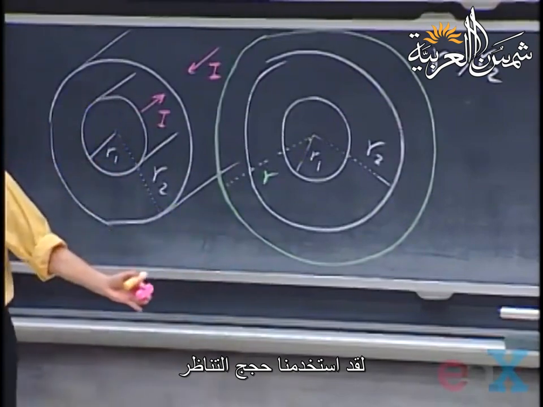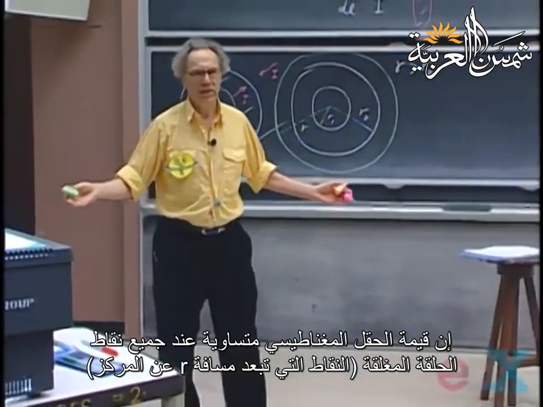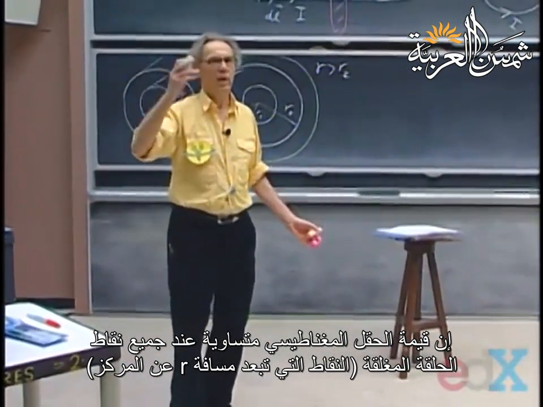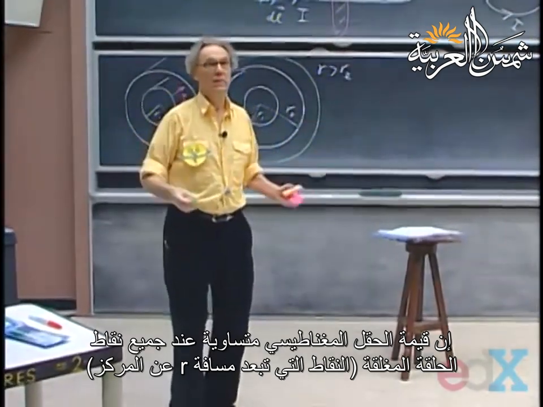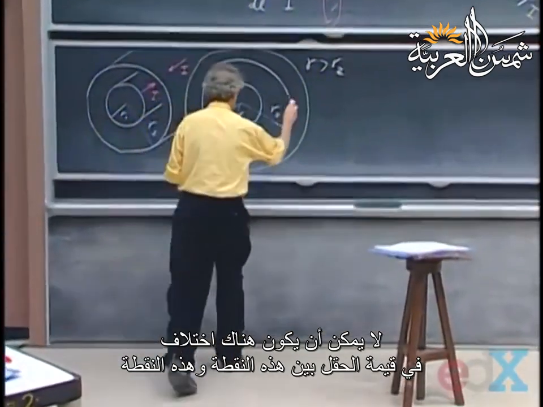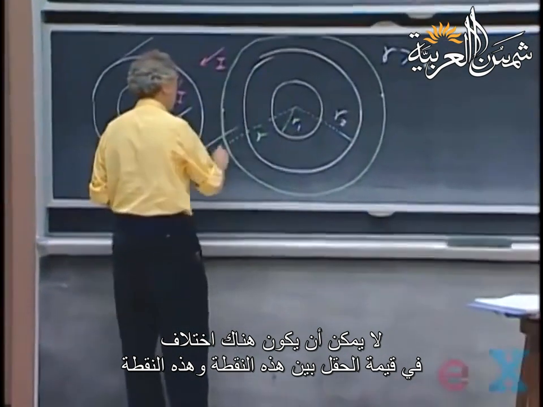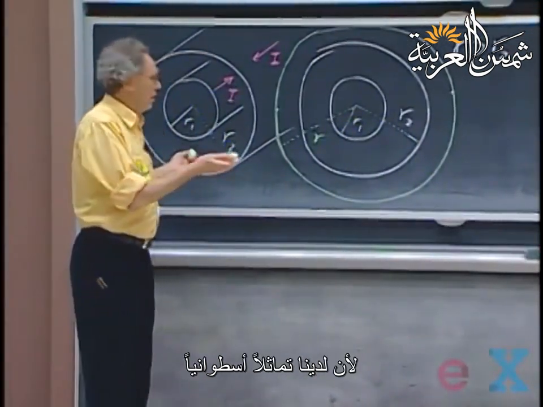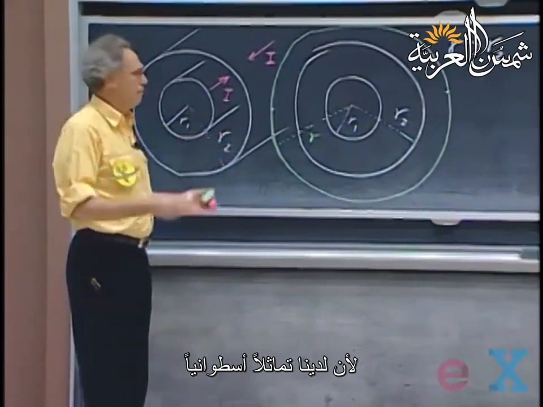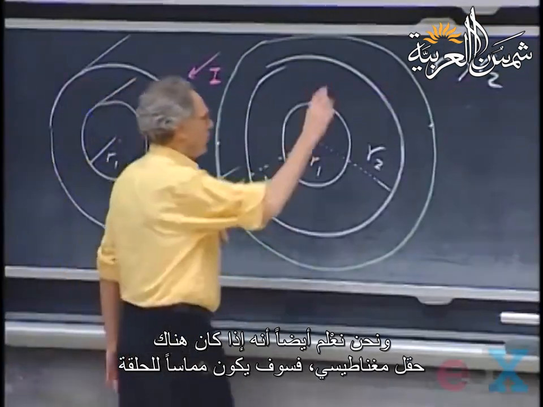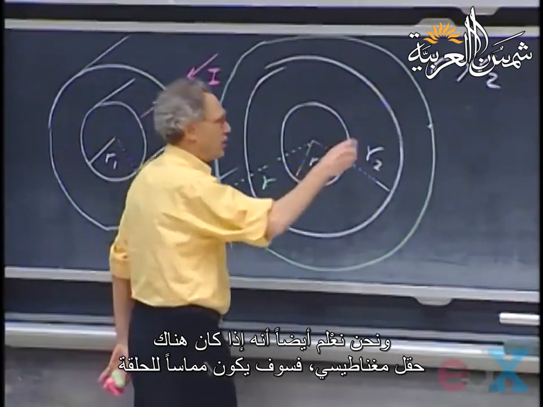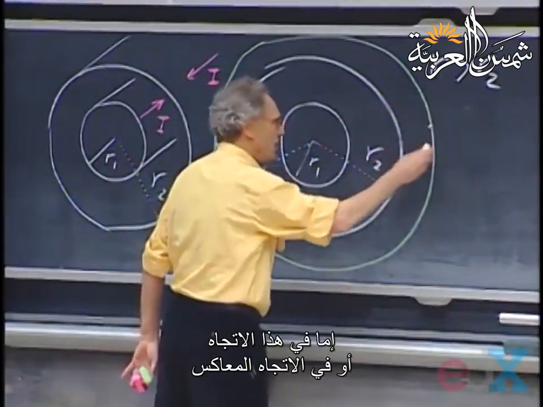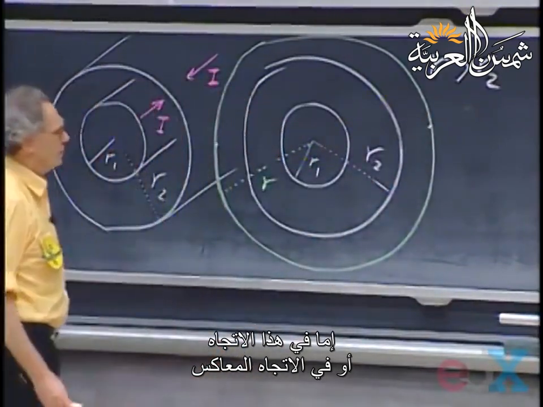You use the symmetry argument. Whatever the magnetic field is at that distance, little r, it must be the same everywhere. It cannot be any different here in terms of magnitude than there because of the symmetry of the problem. We have cylindrical symmetry. We also know that if there is any magnetic field, it is going to be tangential, either in this direction or in that direction.